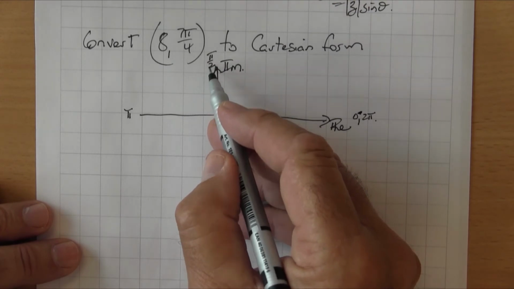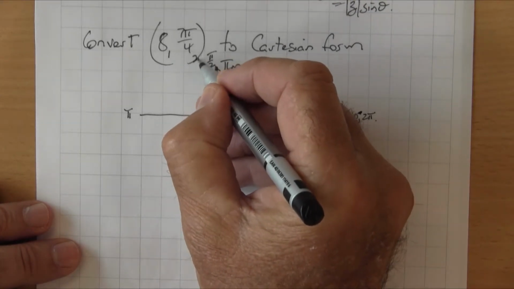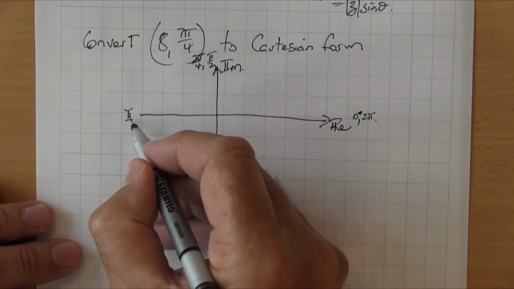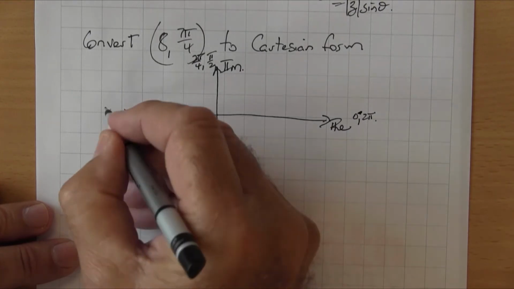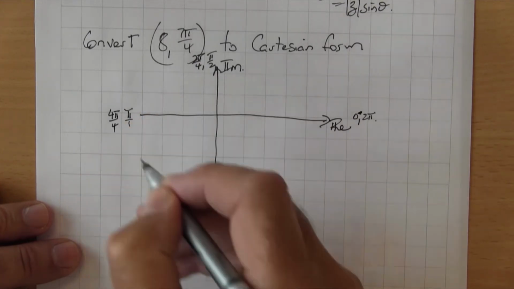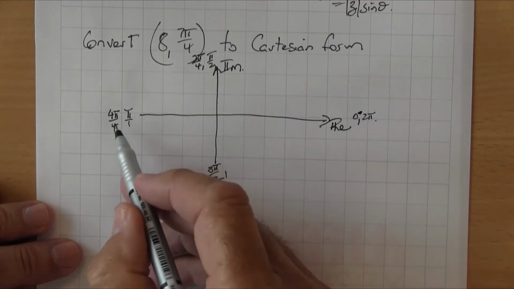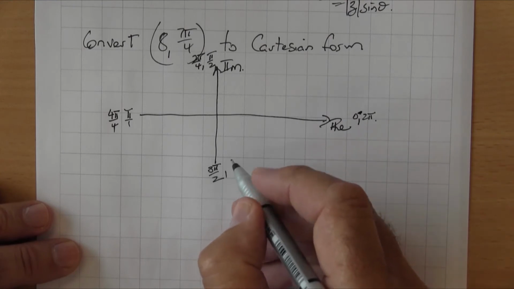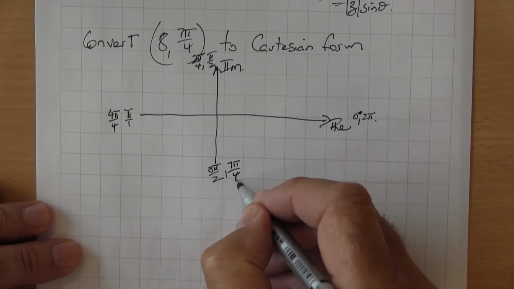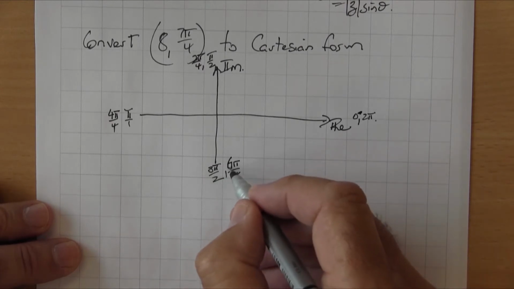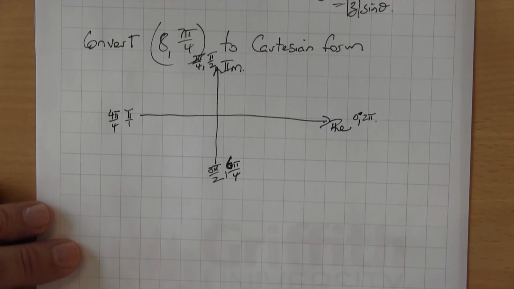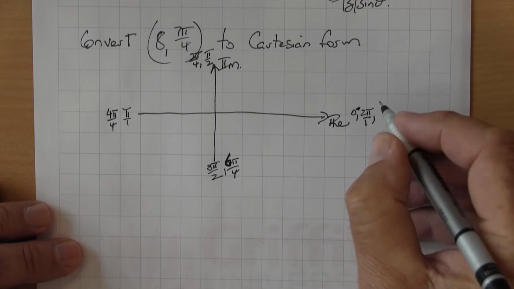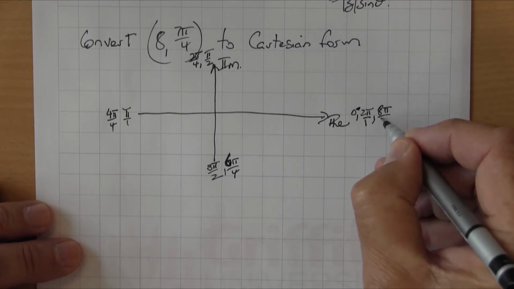So to make that as something over 4, pi on 2 would be 2 pi on 4. Multiply top and bottom by 2. This is pi on 1, so multiply top and bottom by 4 and you get 4 pi on 4. 4 pi on 4 and pi are exactly the same. 3 pi on 2, so we multiply top and bottom by 2, 2 times 3 is 6. So that's 6 pi on 4, and 2 pi, which is 2 pi on 1, multiply both top and bottom by 4 and you get 8 pi on 4.